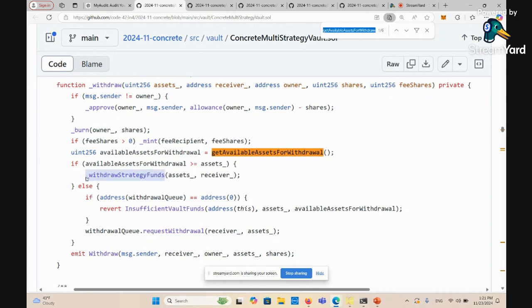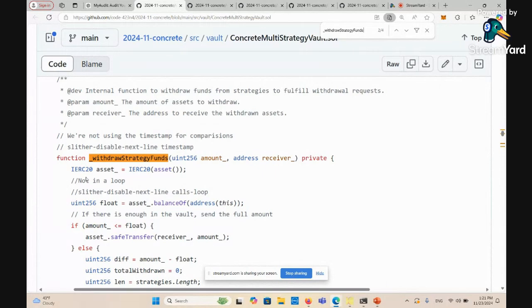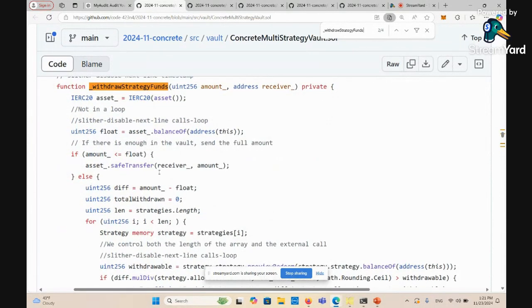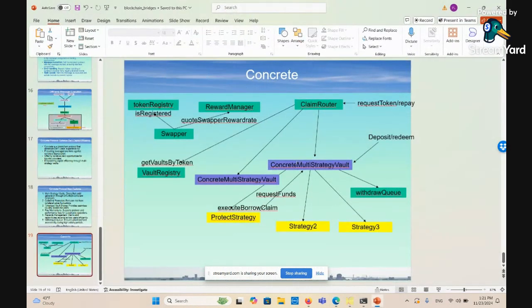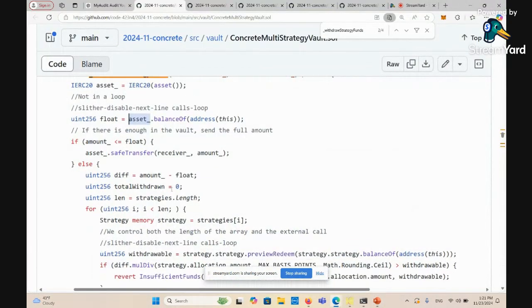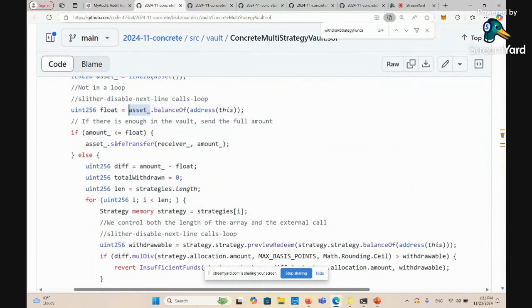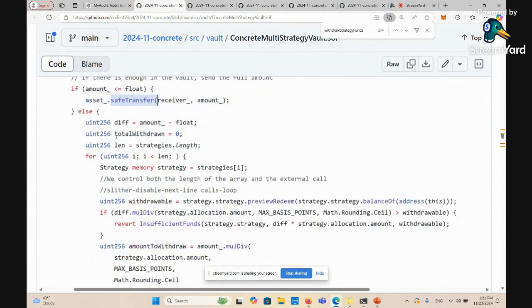If we have a sufficient asset to withdraw, if this is greater than this, then we simply withdraw strategy funds, which is basically, first of all, check the balance and see if we have a sufficient balance here already to honor the withdrawal. If not, we have to withdraw from the underlying strategy first. Okay, so that's what we are doing over here. So if we are sufficient, we just transfer it. We are done. Otherwise, we have to calculate what is the deficit.